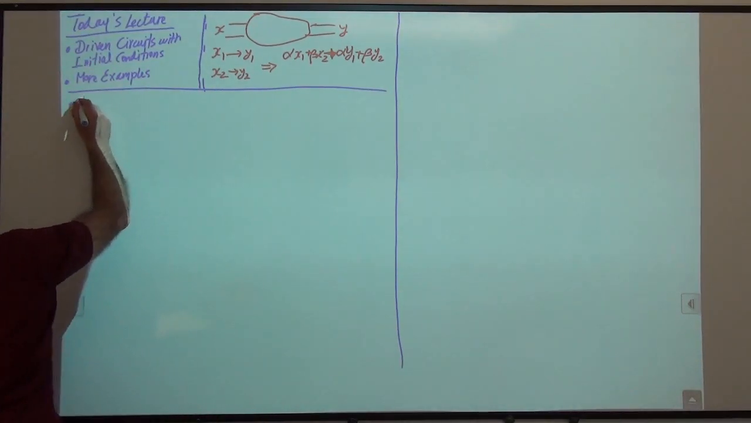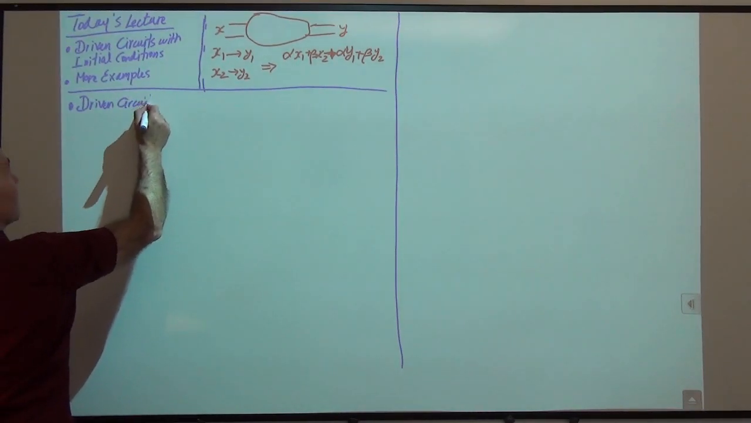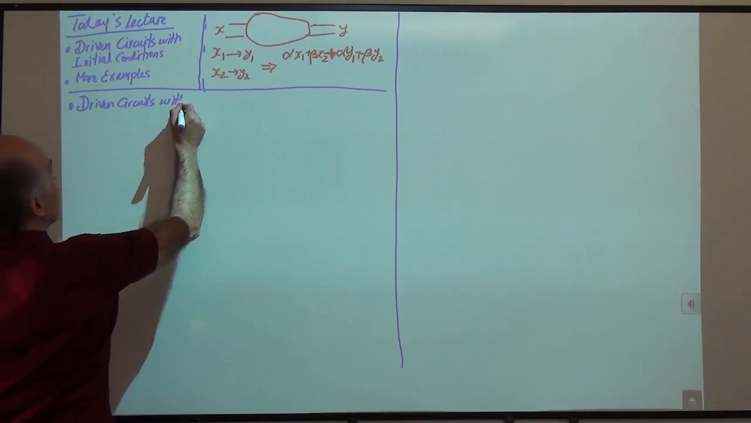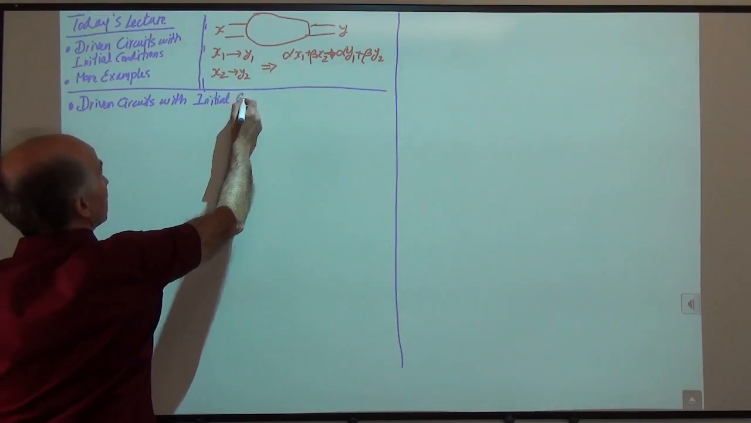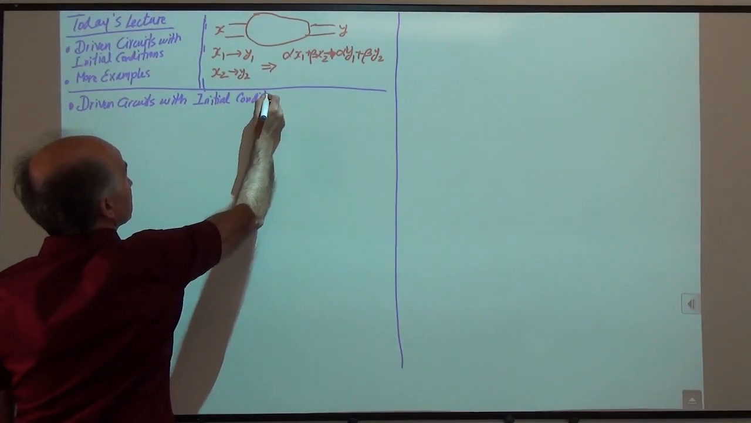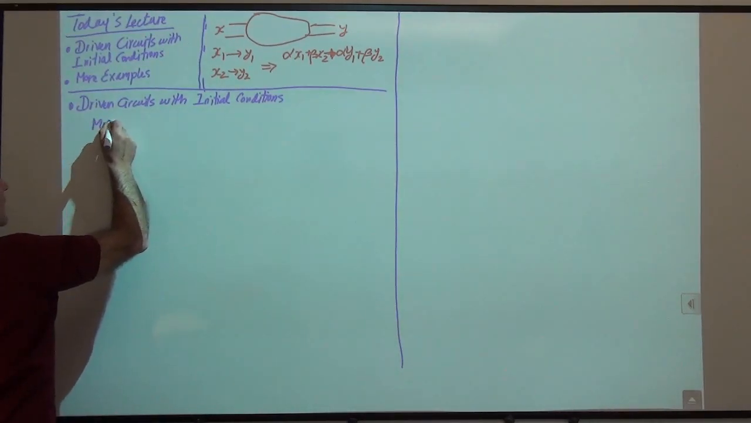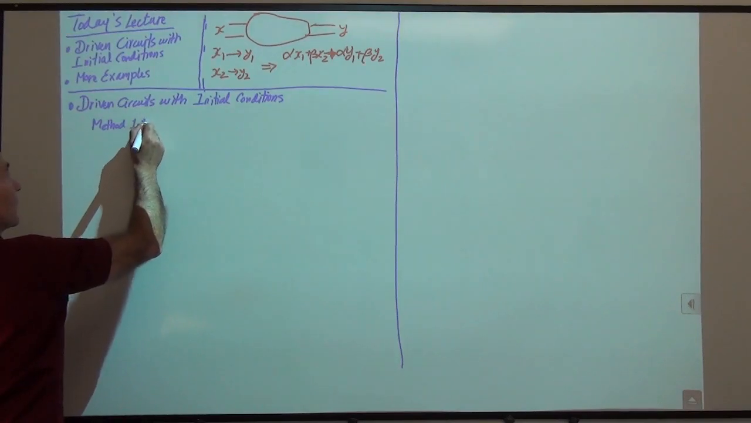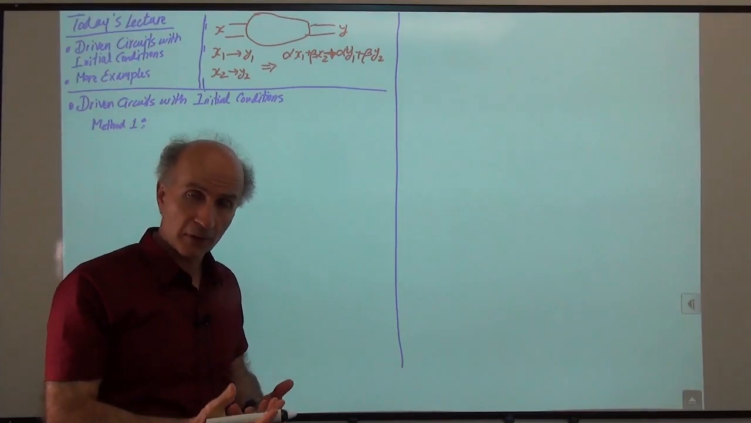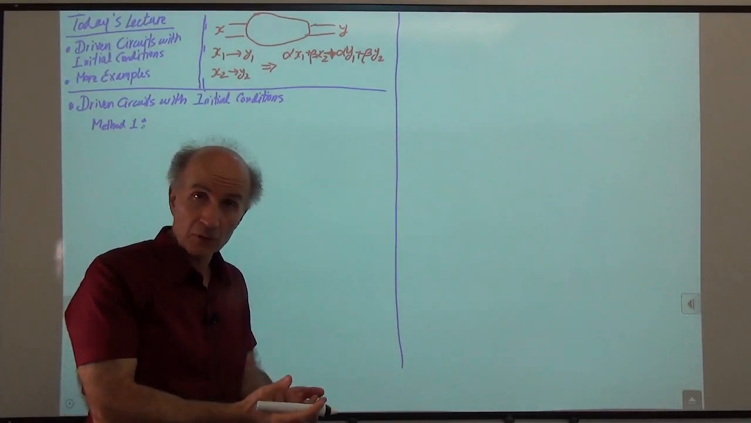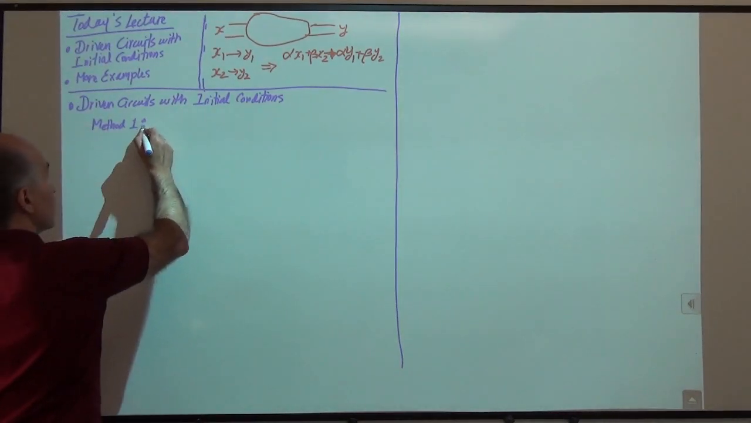So we talk about driven circuits with initial conditions. Okay, so method number one is very simple. We just write the circuit equation, the differential equation, and solve the differential equation with that initial condition that we have. So that's nothing strange.